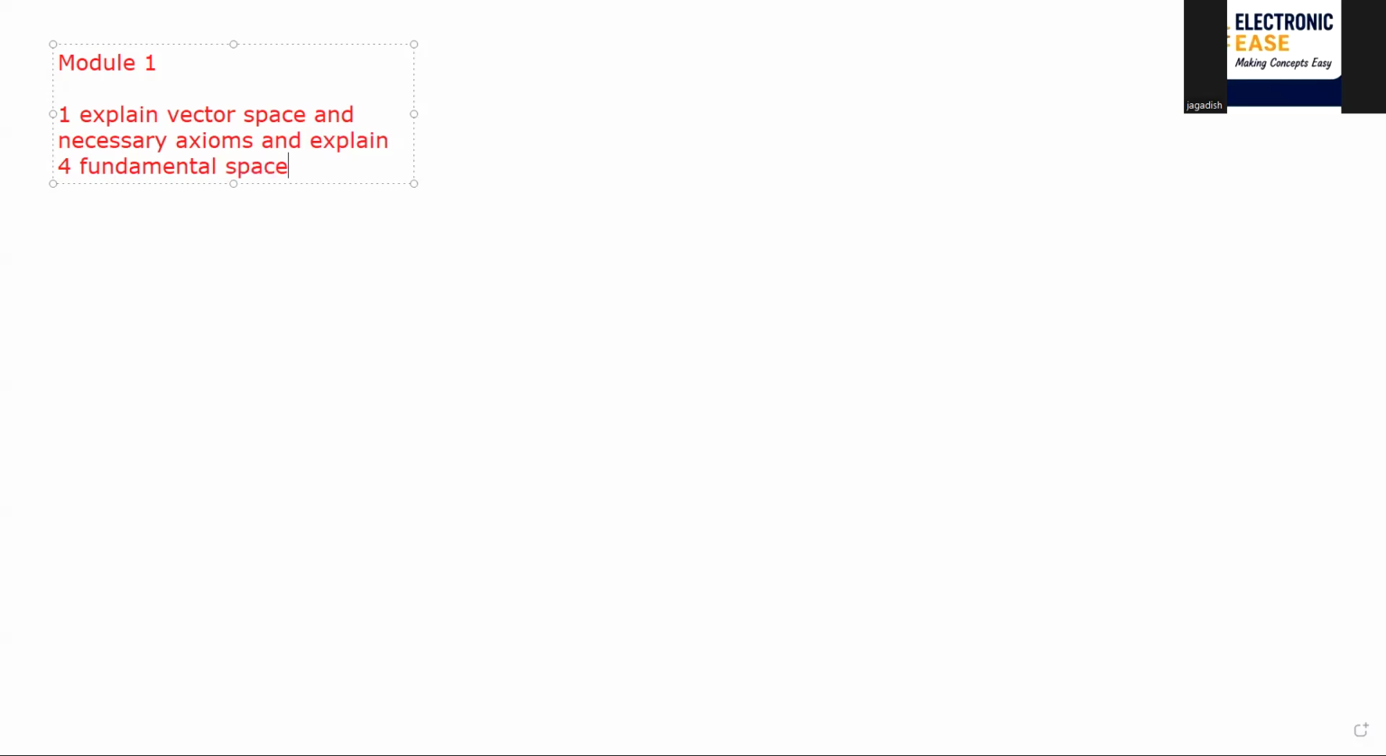So coming to module 1, students. In module 1, you need to learn the definition of, explain vector space and necessary axioms, and explain four fundamental spaces. So this is the important theory question from module 1.